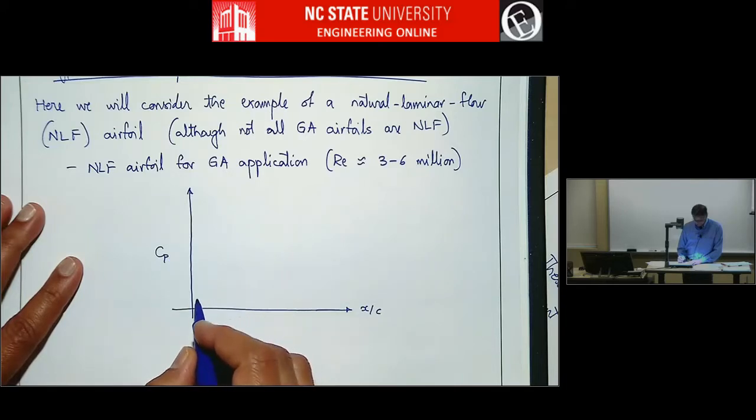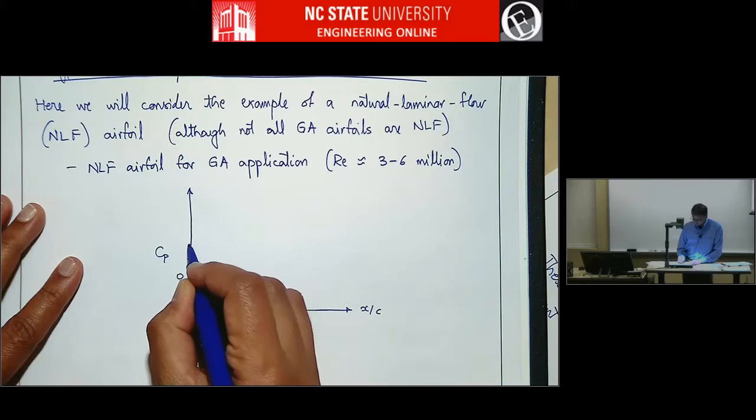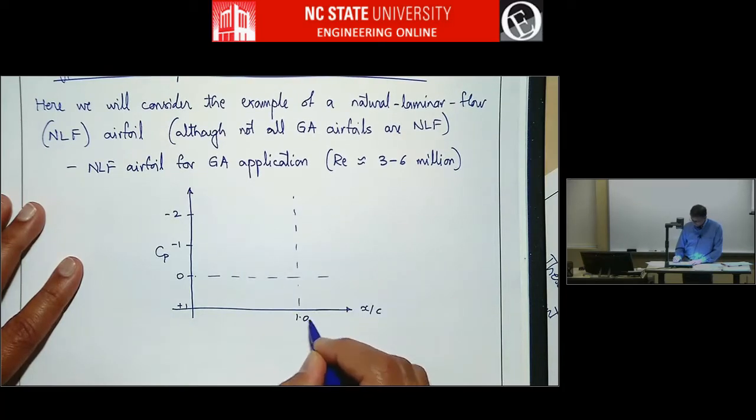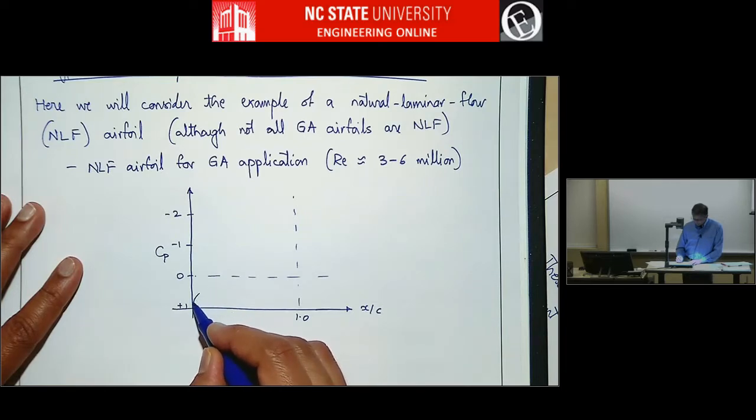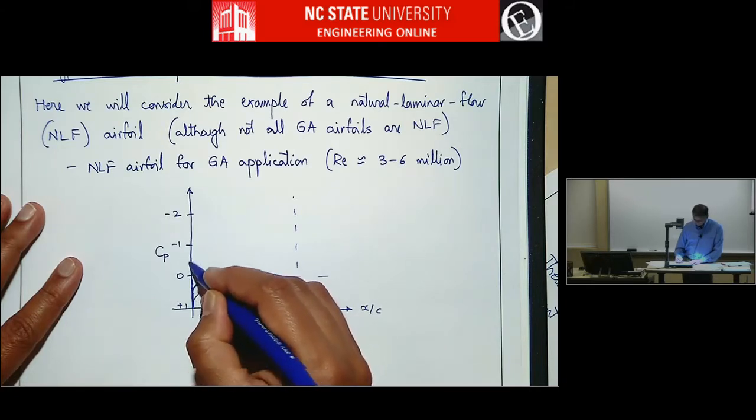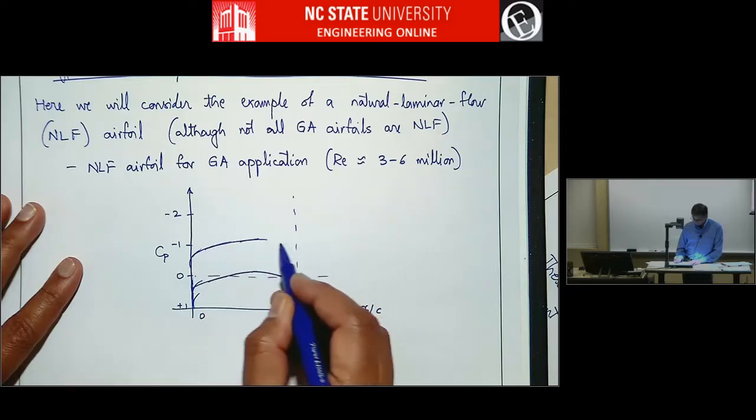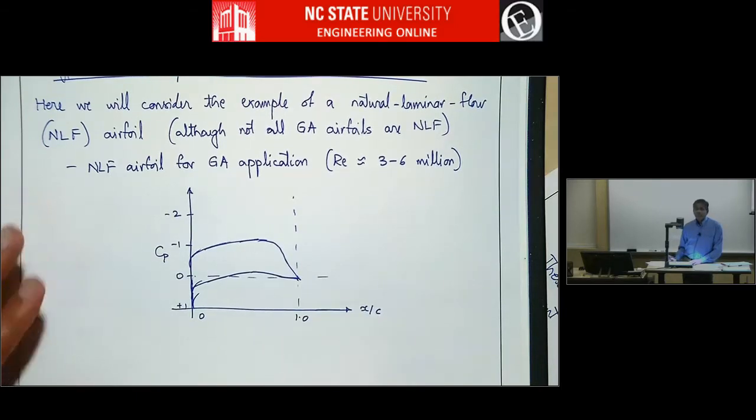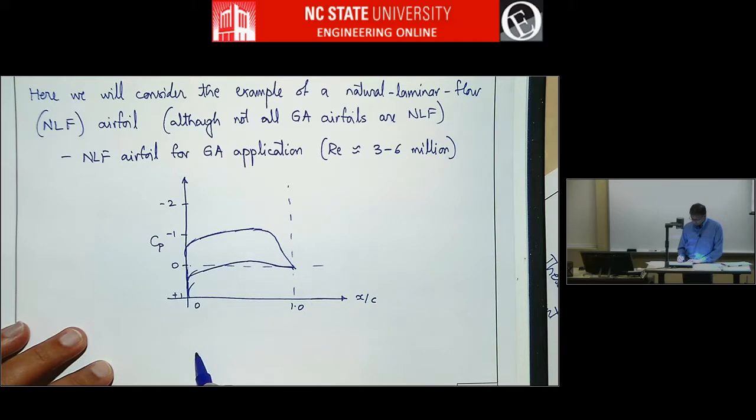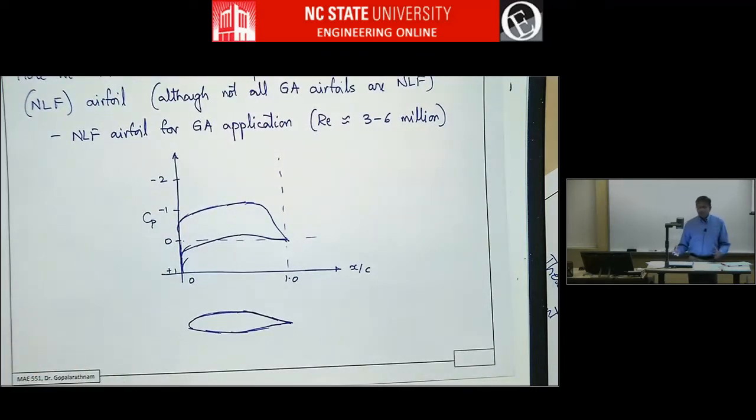So we're plotting CP distribution, and as always, CP distribution goes negative up. So you may have a CP distribution that looks like this. And to connect it with the airfoil, let's plot the airfoil below. So the airfoil will probably look like this. It's just a sketch, so don't think that this and this will exactly correspond. I'm just sketching something.